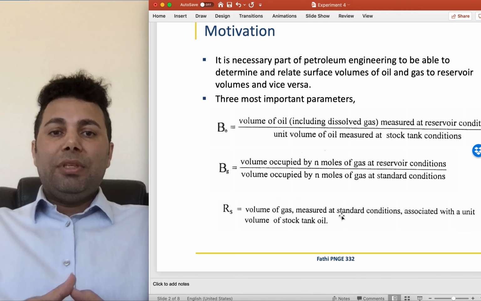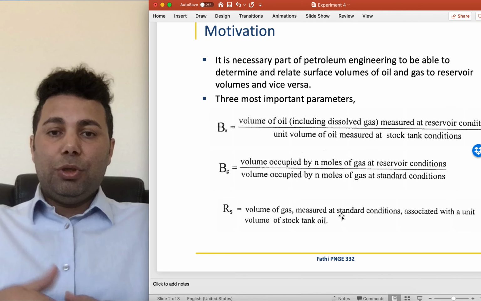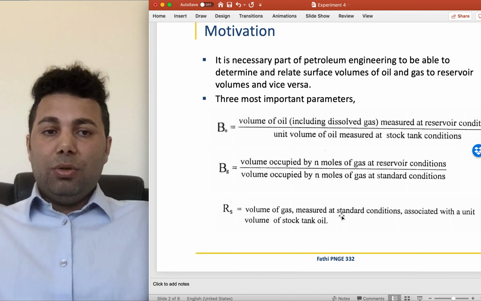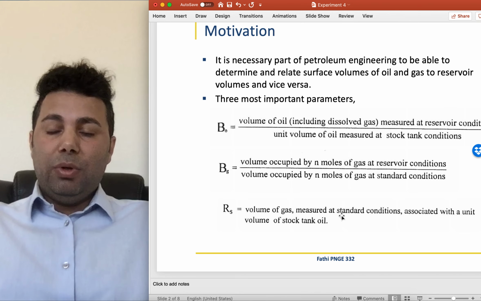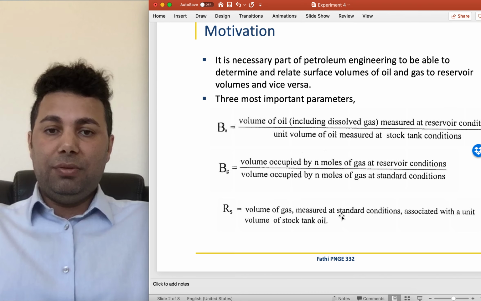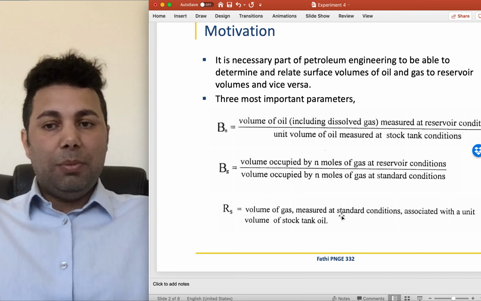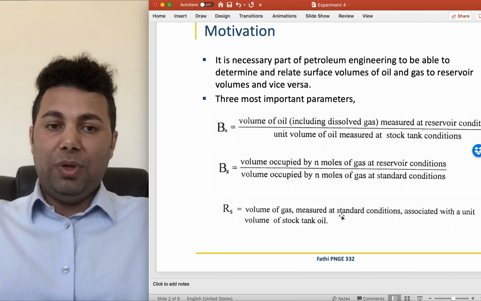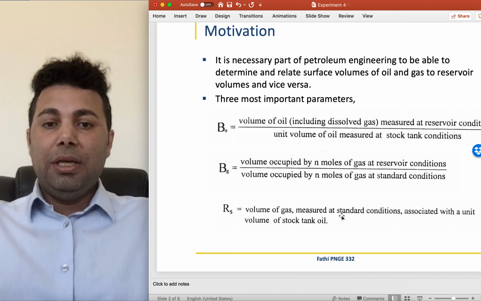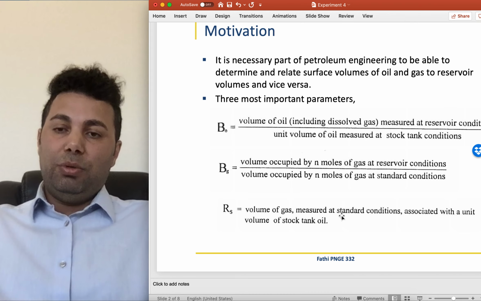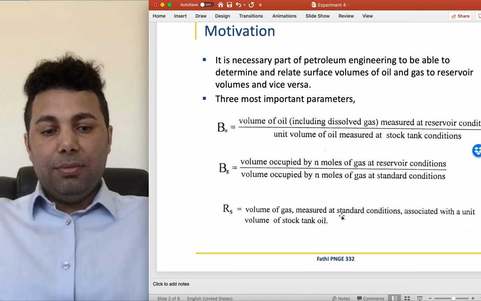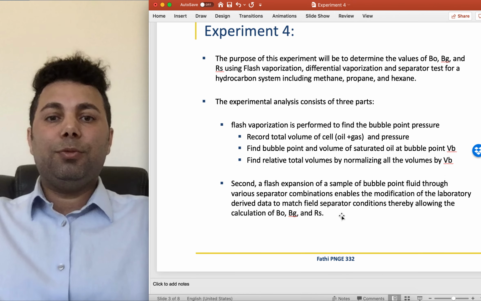To do that, we need these 3 most important parameters. The first is the oil formation volume factor, which basically shows the volume of oil and dissolved gas at the reservoir condition divided by the volume of oil at the stock tank. So it shows how much oil will shrink when it comes from the reservoir to the surface. The gas formation volume factor, the same concept, shows how much gas we have at the reservoir condition compared to the amount of gas we will get at the standard condition. And also you have the solution gas oil ratio, which basically shows the relative gas over oil produced at the surface. So these are important parameters that we are going to find.